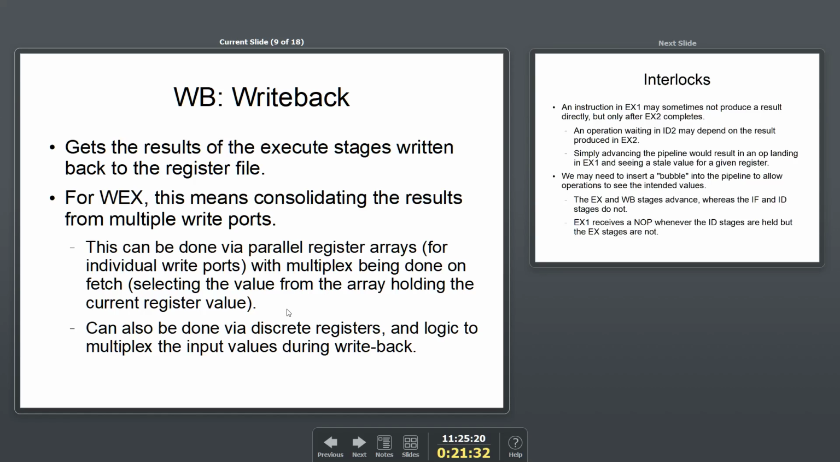For the multiplexing, in effect, there would be a bit mask, where the bit mask bits would basically say which of the arrays holds the current most up-to-date version of each register. So when each write port writes, it updates that bit mask to say which of the arrays currently holds the value. So that's how that works.